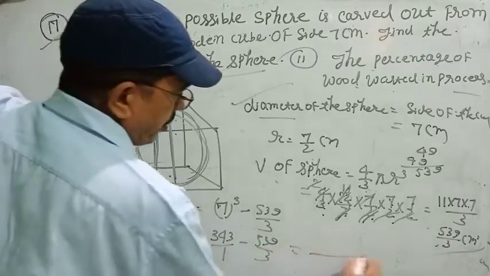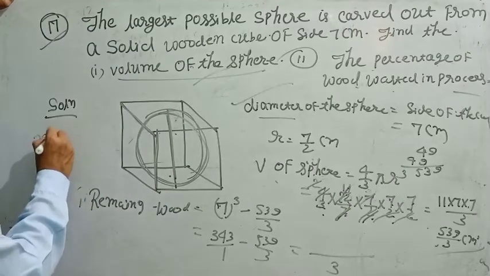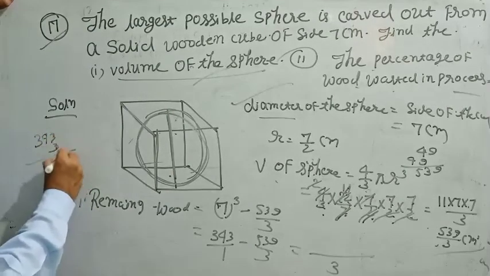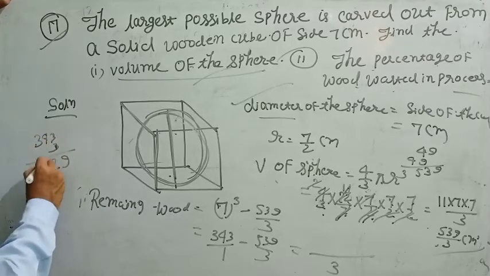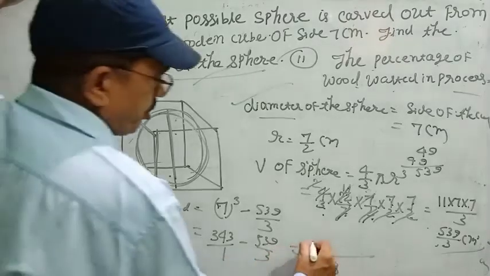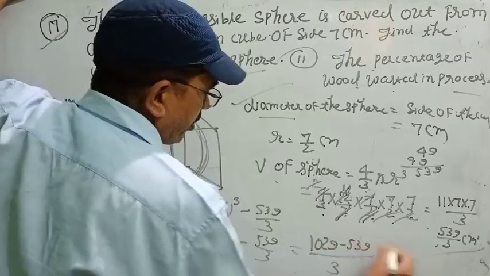When you subtract, what do you get here? Here is 3, and 343 multiplied by 3: 3 threes are 9, 4 threes are 12, carry 2, and 3 threes are 9, plus 2. That is 1029 minus 539. What do you get?